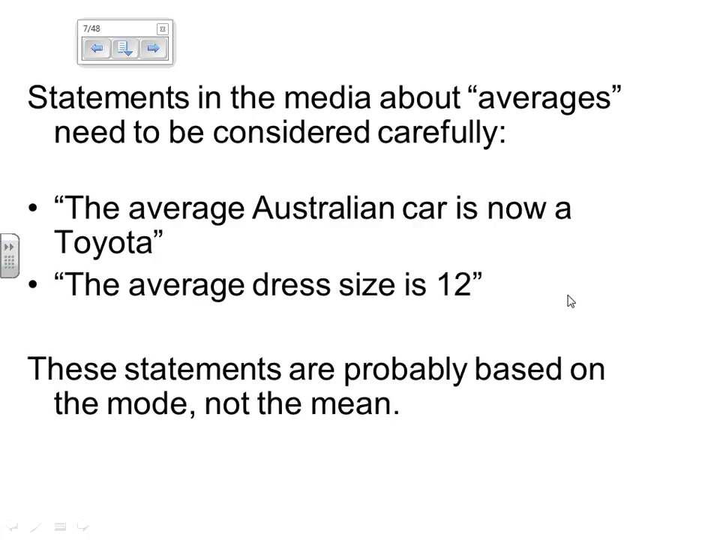So the media uses things in the wrong place, as always. If this was an average, can we add all the cars up and say, oh, the average one's a Toyota? This one would probably be referring to a mode, the most common. The average dress size is a 12. That doesn't sound right to me. It doesn't sound like we added all the dress sizes together. This would probably also be the mode, the one that's most common.